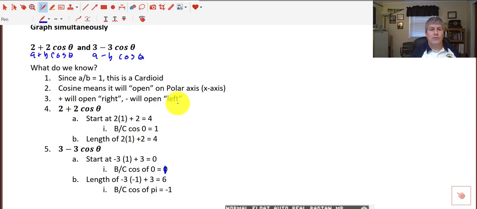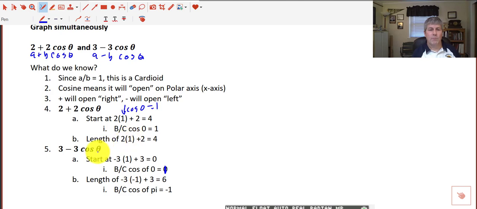The 2 plus 2 cosine of theta should start at 2 times 1 plus 2, because the cosine of 0 equals 1. That should start at 4. The length of this will also be 4, because for the cosine of any value, we won't get any higher than 1, so 2 plus 2 is 4.